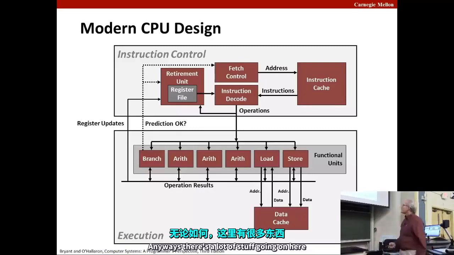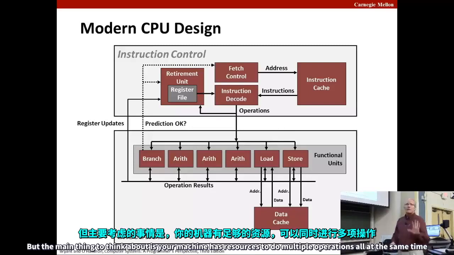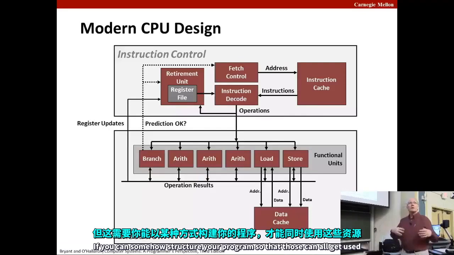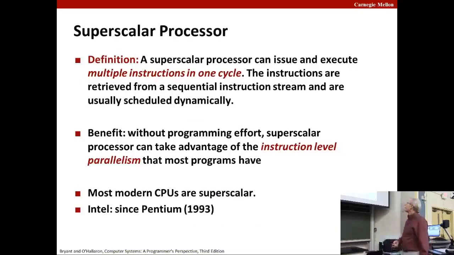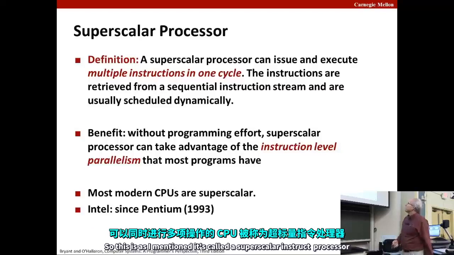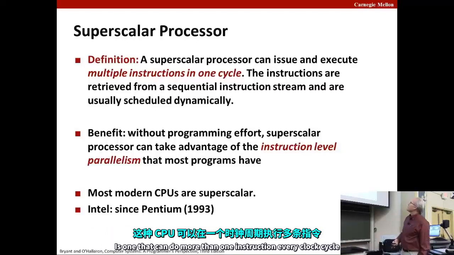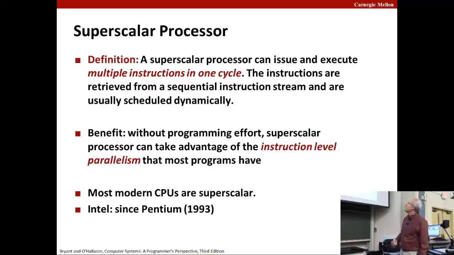Anyways, there's a lot of stuff going on here. But the main thing to think about is your machine has resources to do multiple operations all at the same time if you can somehow structure your program so that those can all get used. So this is, as I mentioned, called a superscalar processor. It's one that can do more than one instruction every clock cycle.